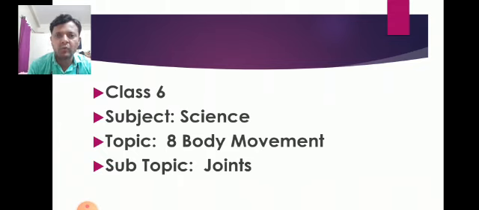As you all know, what are joints? The place where two bones meet. A joint is nothing but a place where two bones meet. Let us see what the types of joint are, what the function of each joint is, and where these joints are located in the human body. We'll see in today's video. So let us go for it.